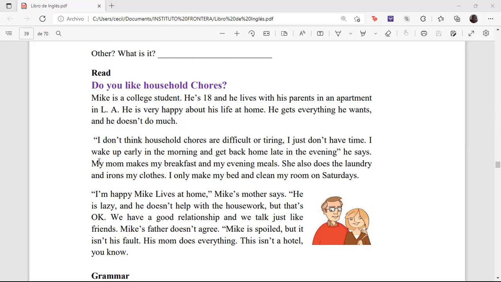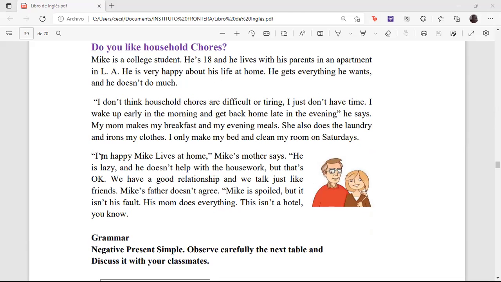He says, my mom makes my breakfast and my evening meals. She also does the laundry and irons my clothes. I only make my bed and clean my room on Saturdays. I'm happy.